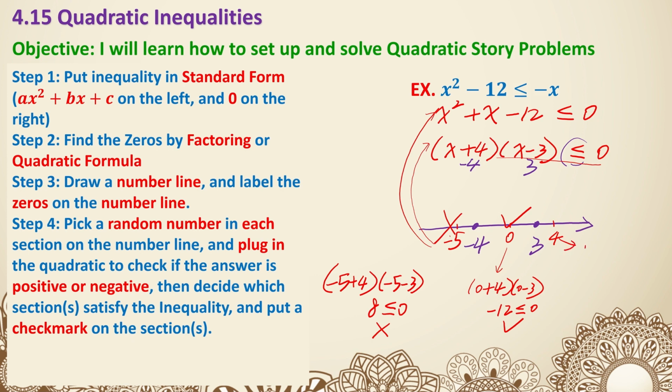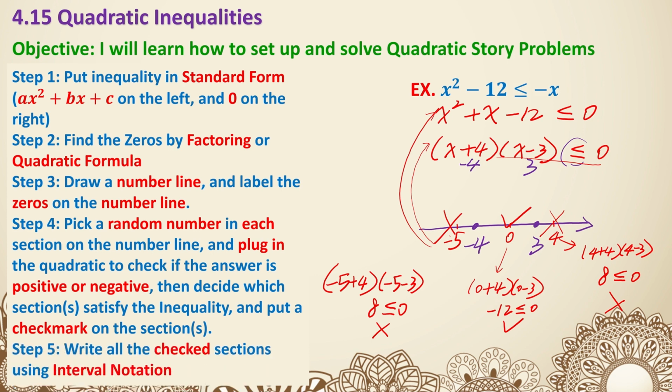Next, plug in 4, we got 4 plus 4 times 4 minus 3, so it's an 8 times 1, which is an 8, less than or equal to 0 does not work. So as you can see, after checking, only one section got the check mark.